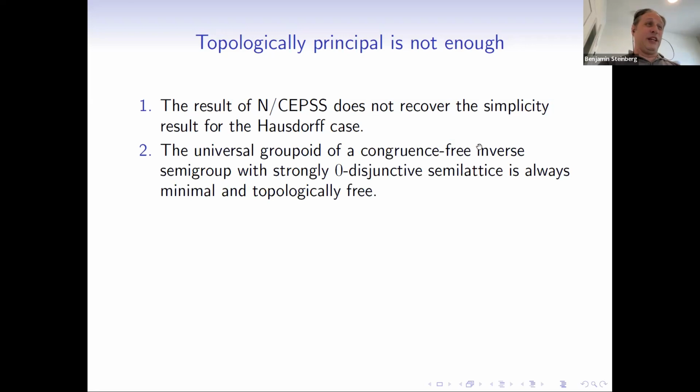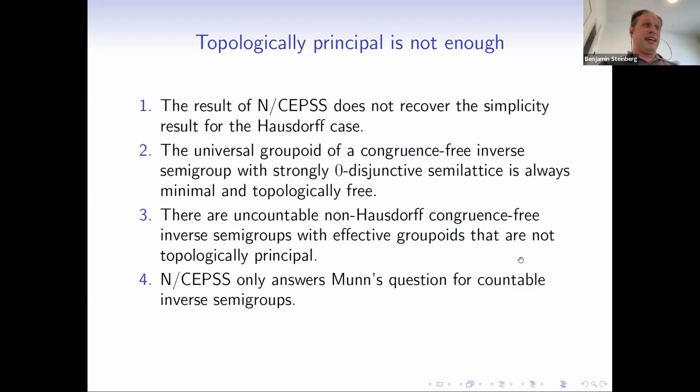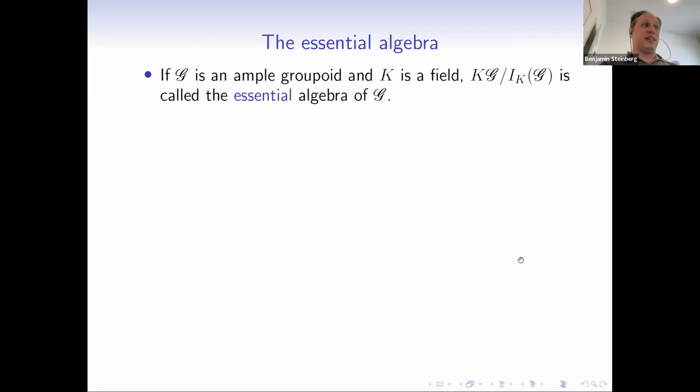Let me just point out that the universal groupoid of a congruence-free inverse semigroup with strongly zero disjunctive, that's that weird "all filters are tight" condition, is always minimal and topologically free. There are uncountable non-Hausdorff congruence-free inverse semigroups with effective groupoids that are not topologically principal. So to answer Munn's question, we have to go further. The previous results really only covered countable things. And so there's more to do.